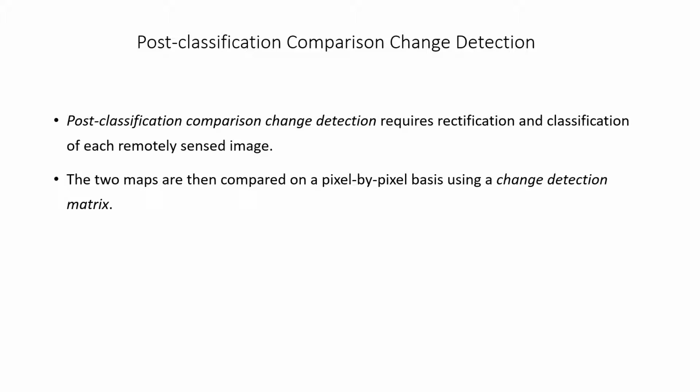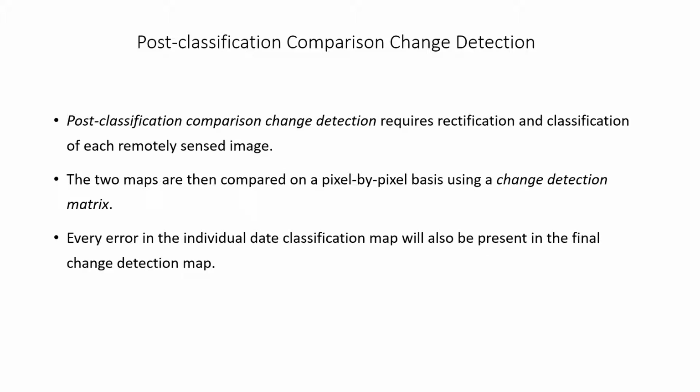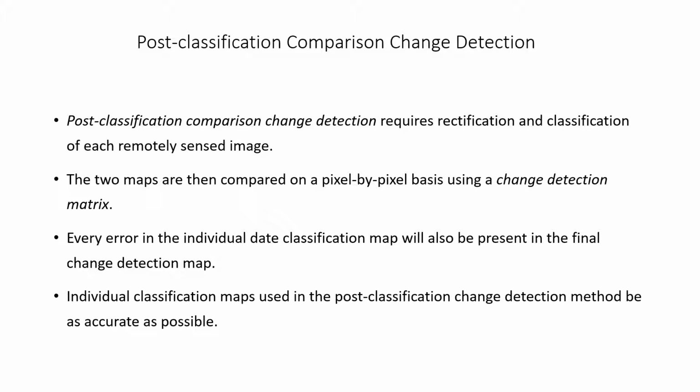Two maps are then compared pixel by pixel, looking for where this is not the same as what that was. Every error in the individual class map can also be present in the final change detection map. And the individual classification maps used in a post-classification change detection have to be as accurate as possible.